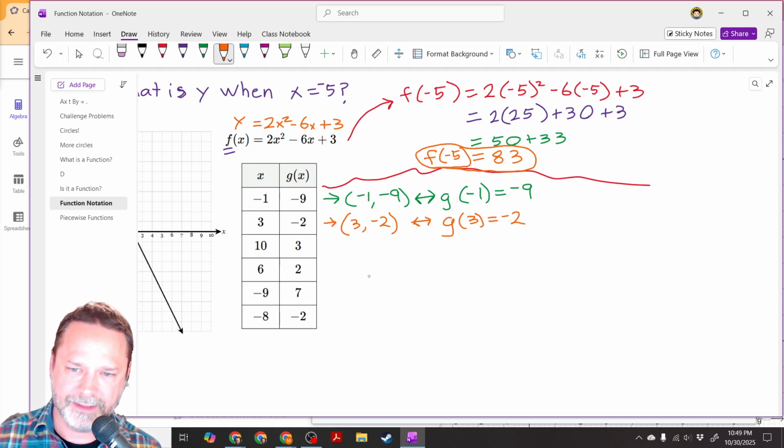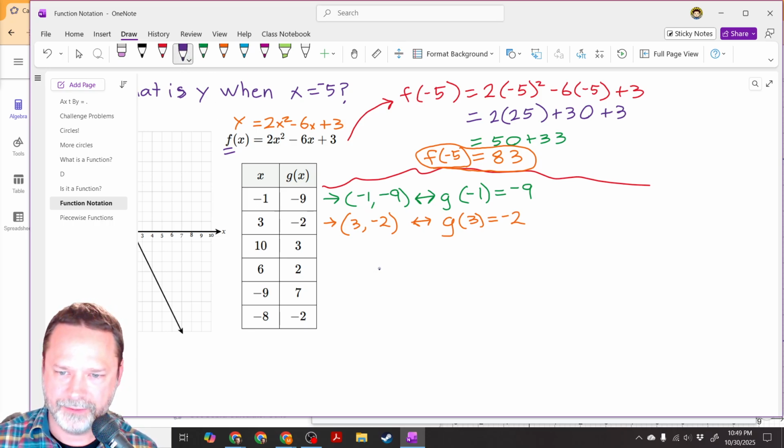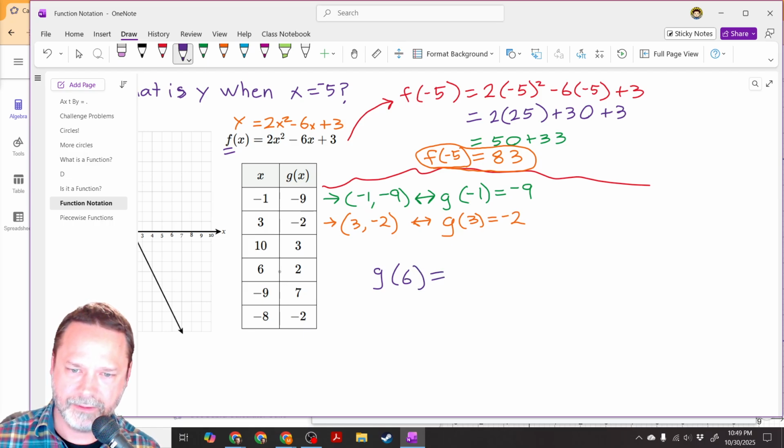Let's do a few more examples. We got g of -1 is -9. Let's do one with g. How about g of 6? What does g of 6 equal? Well, right here, instead of g of x, it's g of 6. So when x is 6, g of x is 2. So g of 6 equals 2. There we go, and we can see that right here.